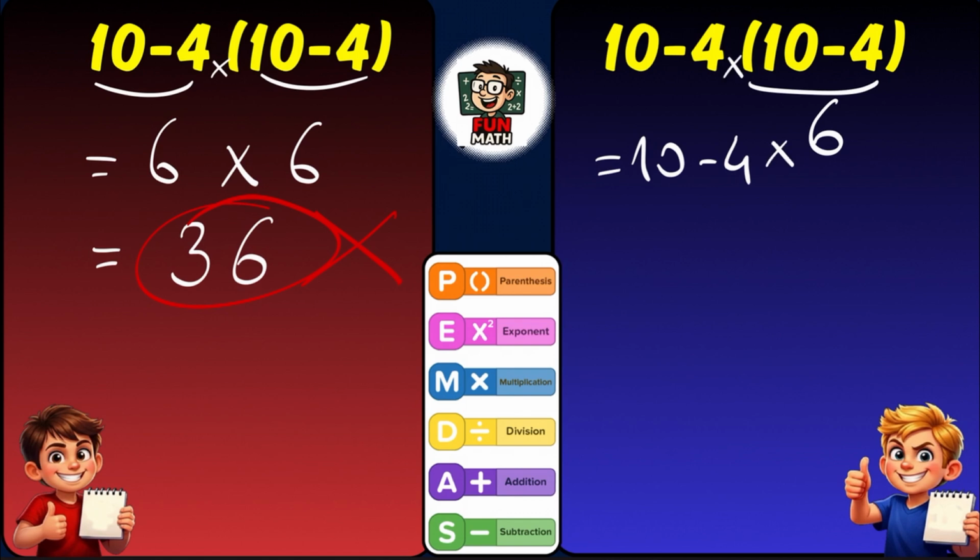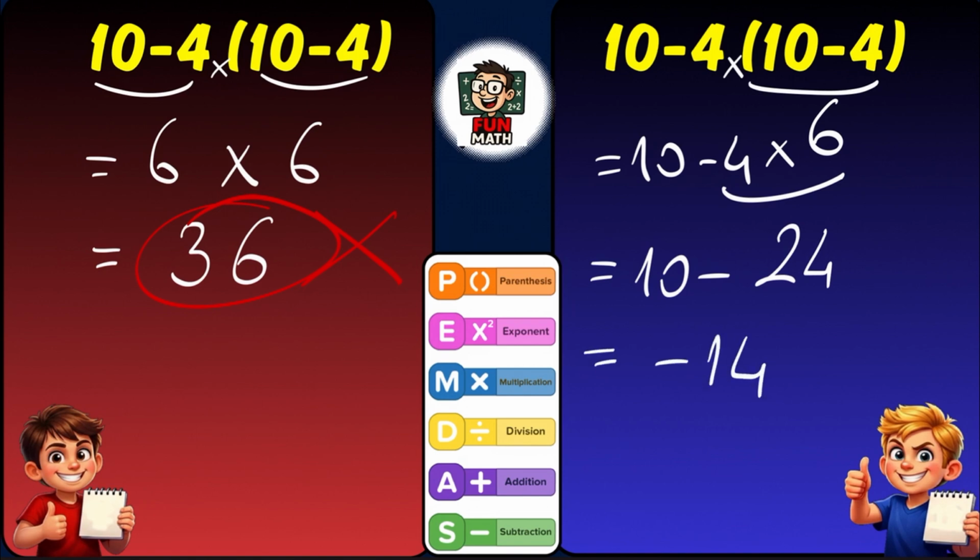Now there is subtraction and multiplication. In the order, multiplication is done first. 4 times 6 equals 24. Subtraction is done last. 10 minus 24 equals negative 12. The correct answer is negative 12.